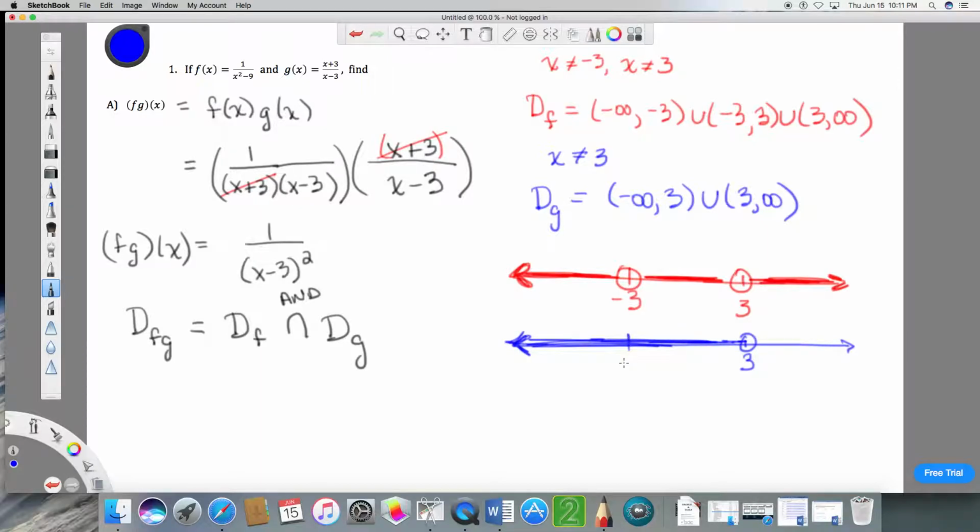Like we said, g didn't have a problem with negative 3. g only has a problem with positive 3. Well, what we want to do now is to sketch this intersection.